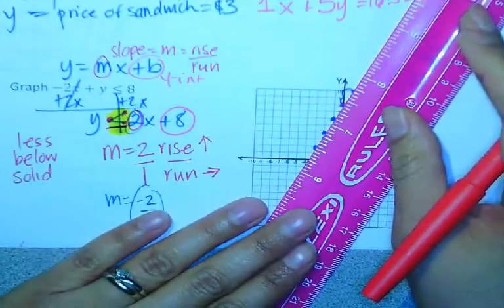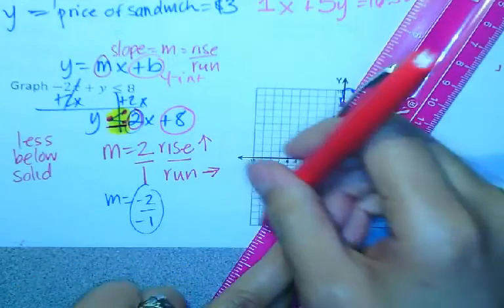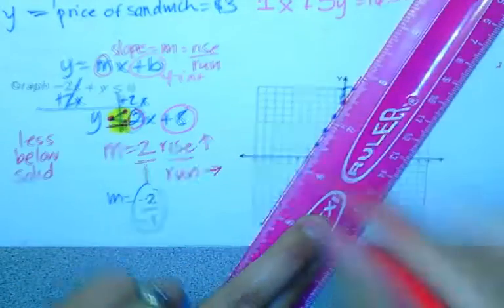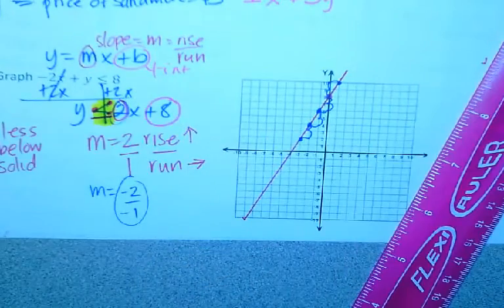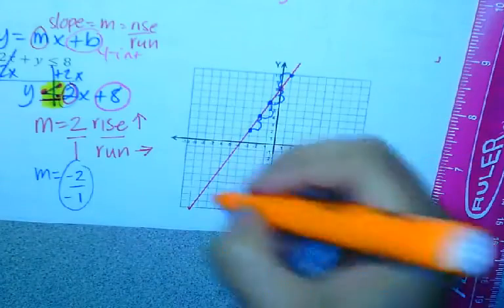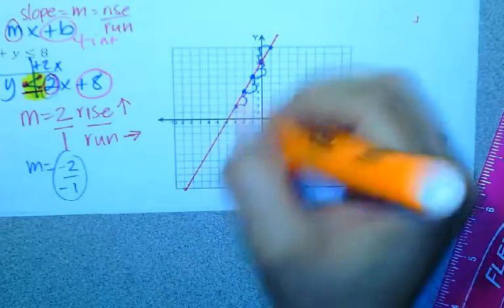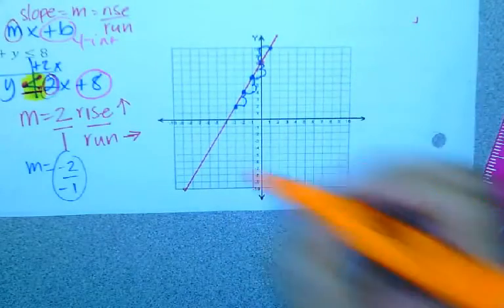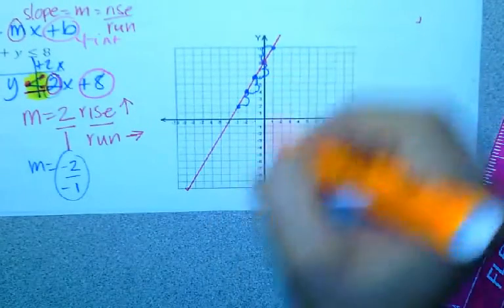So now that I'm prepared to do that, I will do my line. This is my boundary line. And I'm going to shade below. So below would be on this side. If you're not sure where to shade, pick a point. I decided I'm going to shade over here.